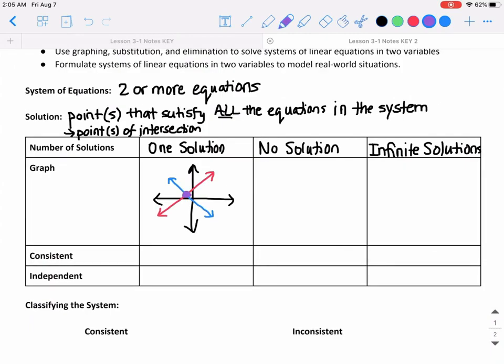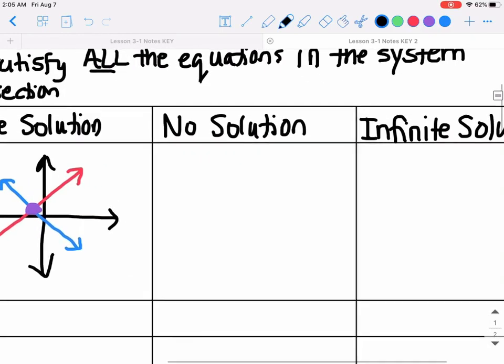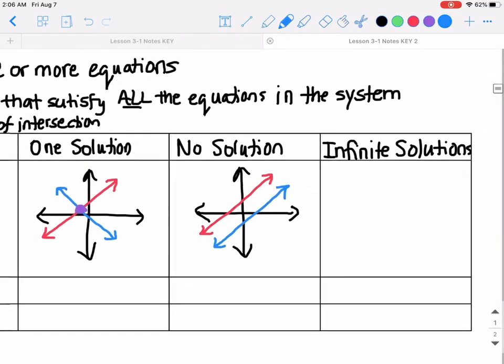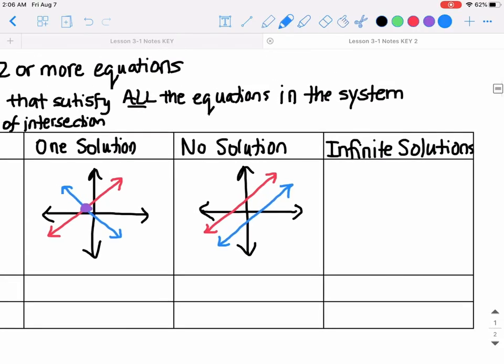The graph for no solution would look like two lines that never intersect. So if this is my first line, a line that would never intersect with that one would have to be parallel to it. There is no point where these two lines are going to intersect. They have the same slope. They're parallel to each other. So that would be no solution because there's no point where they intersect.